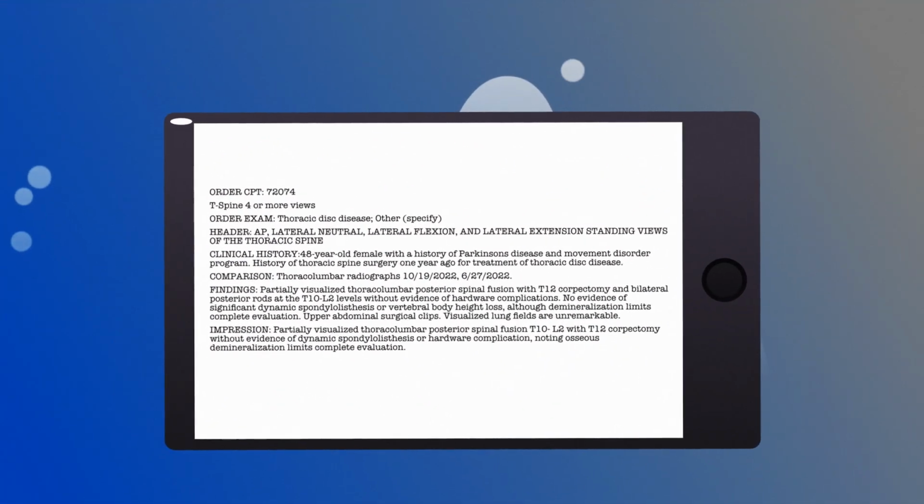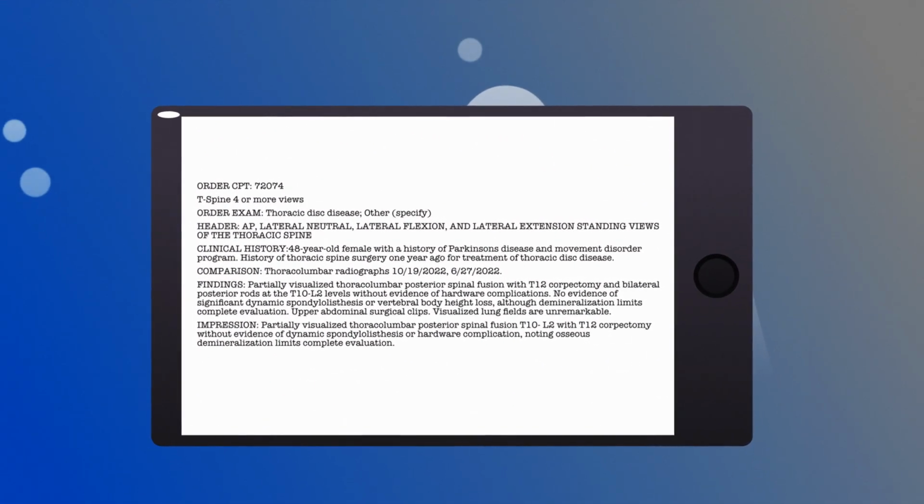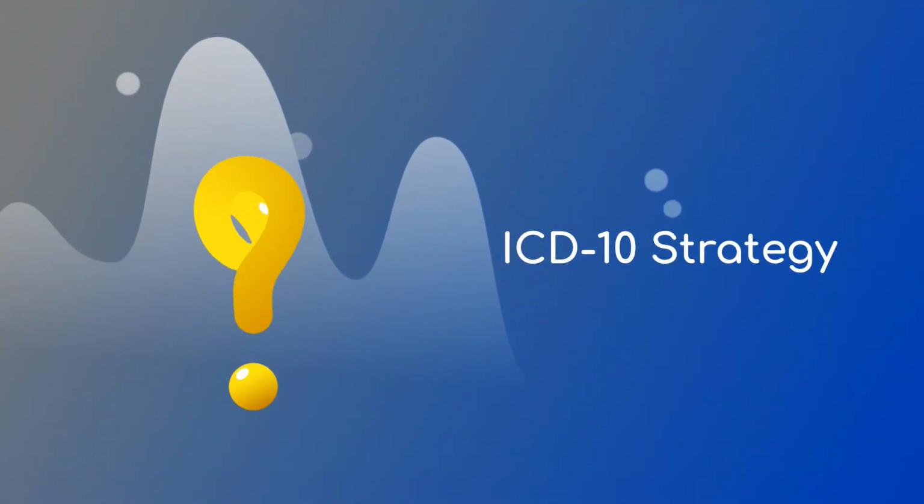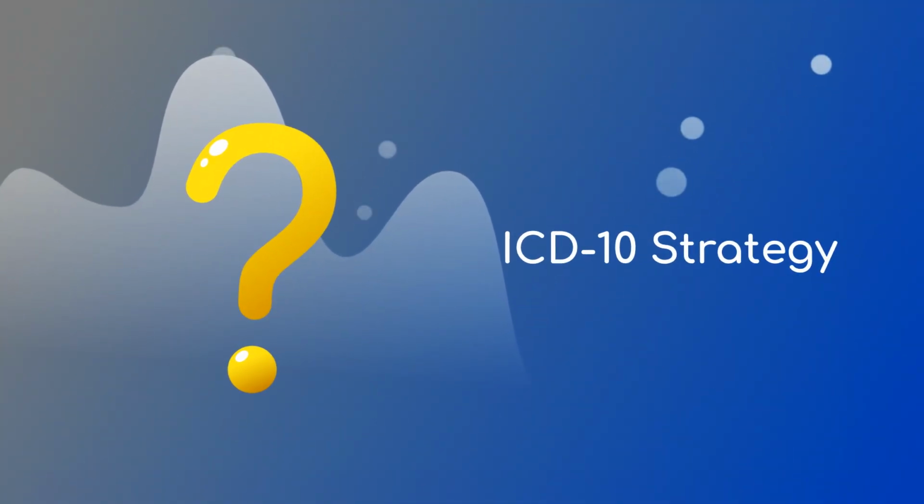Let's look at the views. AP, lateral neutral, lateral flexion, and lateral extension standing views of the thoracic spine. That's a total of 4 views. This qualifies for CPT code 72074, radiologic examination, spine, thoracic, minimum of 4 views. Now let's review the proper ICD-10 diagnosis coding.